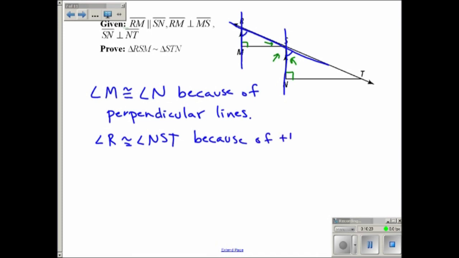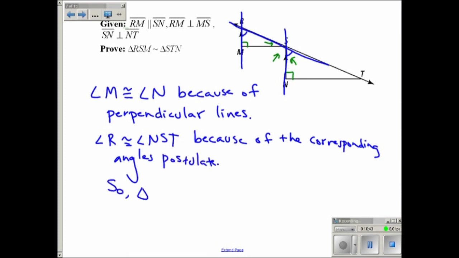Because of the corresponding angles postulate. Okay, so triangle RSM is similar to triangle STN by angle, angle postulate. Okay, and that is my proof. I've stated the postulate I've used, and I've stated the two angles that I've used to use that postulate.